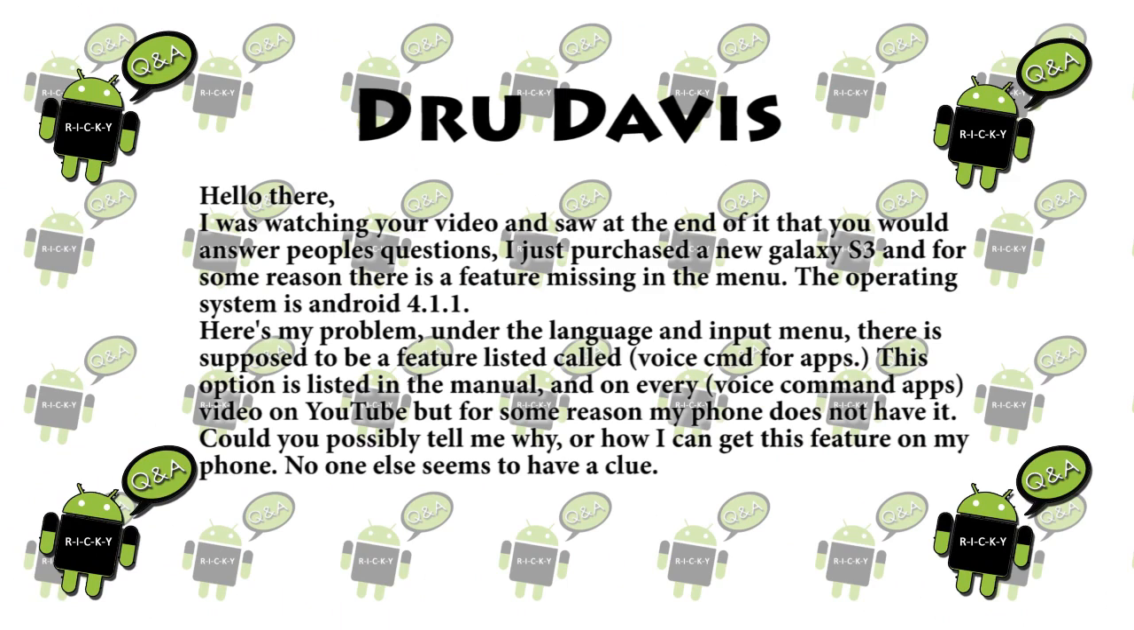Alright, Drew Davis has asked me, hello there, watched your videos, saw the end of it, and you would answer people's questions. I just purchased the new Galaxy S3, and for some reason this feature is missing on my menu. He's referring to the voice commands. So voice command for apps on the Galaxy S3. And he hasn't been able to find it. He said he's looked into the language and input menu, and it's supposed to be a feature listed called voice commands for apps. And on the option listed in the manual, it has it there, but he can't find it.